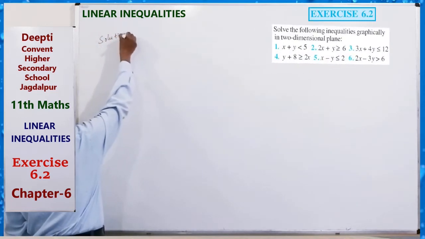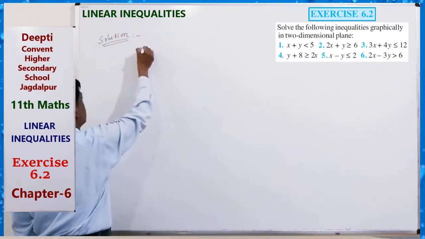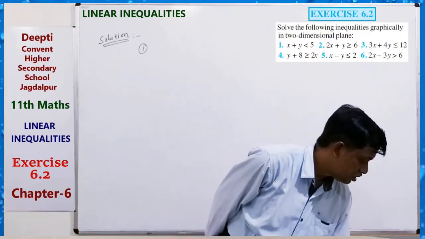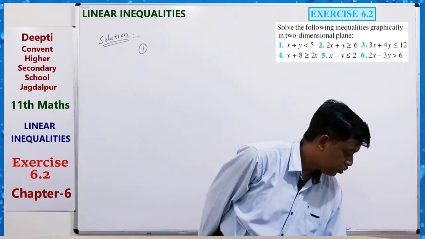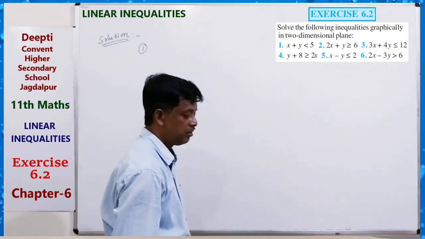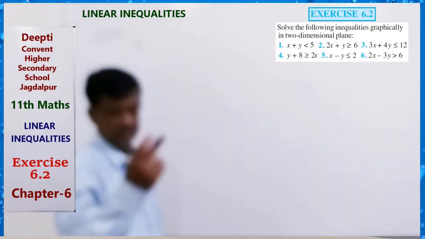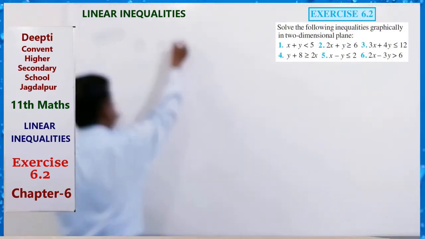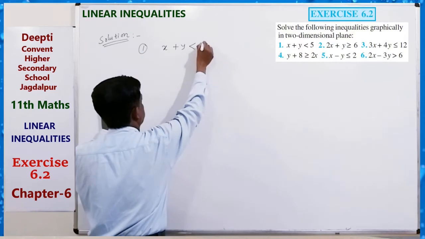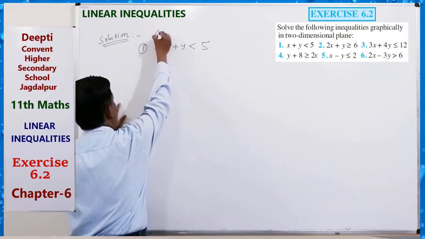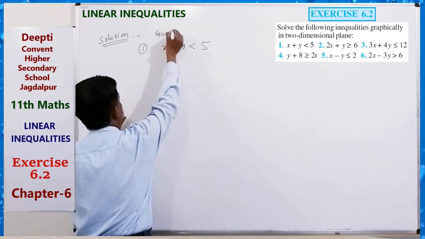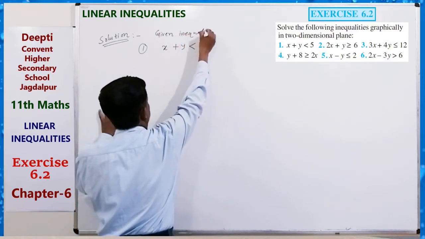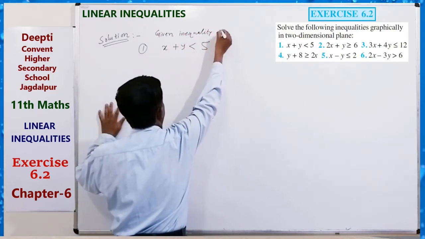Question first: x plus y is less than 5. Find graphically the solution in two-dimensional plane. x plus y is less than 5. Okay, the given inequality is this.